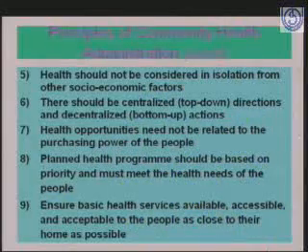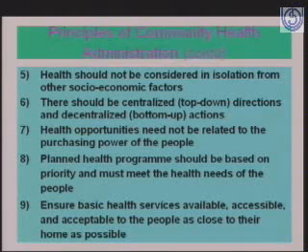Another principle is to ensure basic health services are available, accessible and acceptable to the people as close to their homes as possible. For example, in the RNTCP program, DOT centers are provided within 1 kilometer range from the patient's residence, so that they are easily able to go 3 days in a week and get the medicines, rather than if they are far away, when they won't be able to go and get their medicines. So these things are to be taken care of.